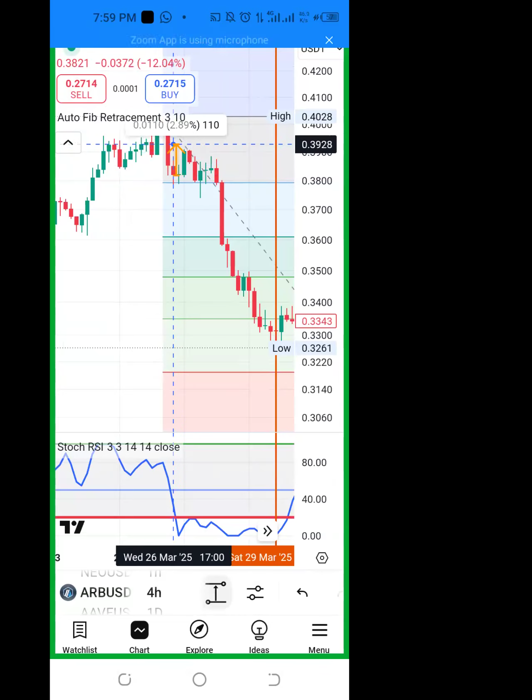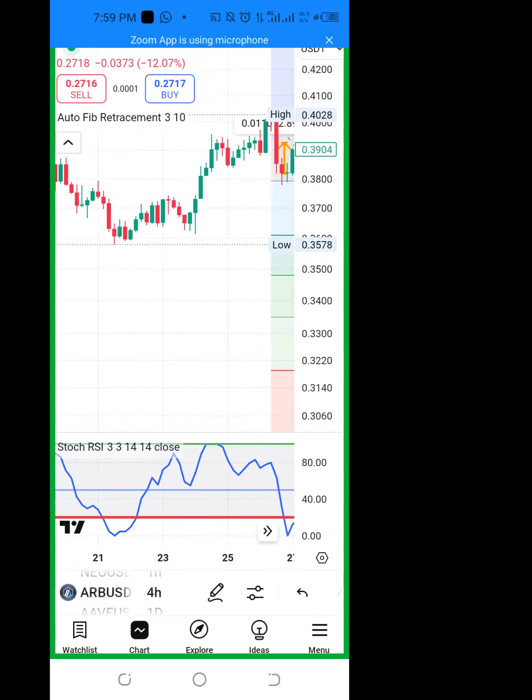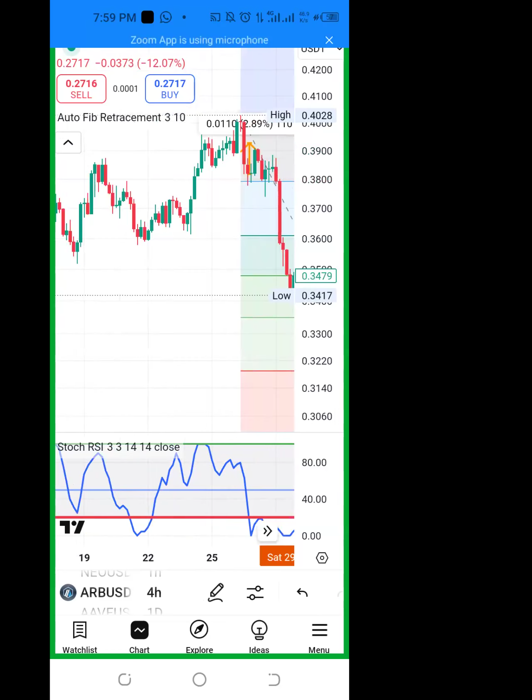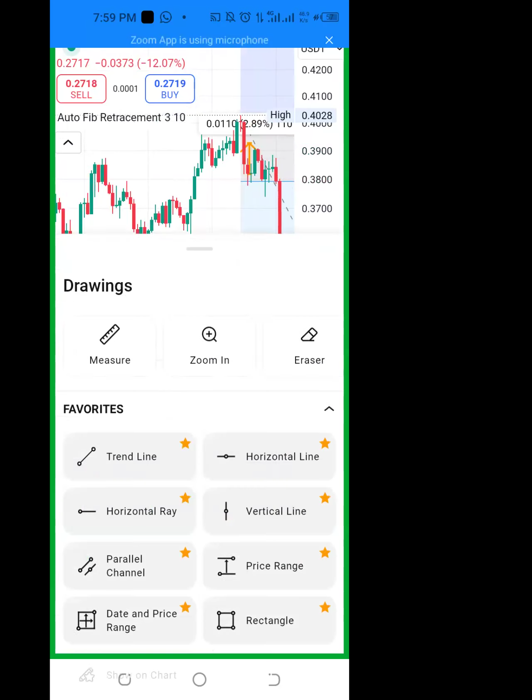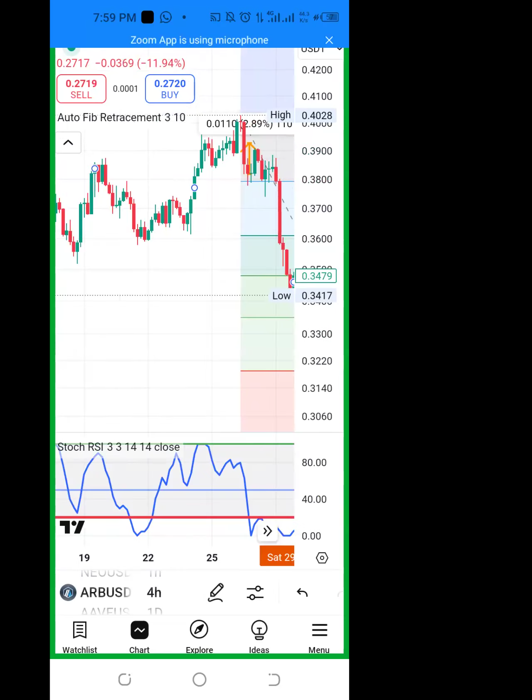So now, let me go back again. Just see another one is here too. Another one here. It reached the stochastic line, reached the oversold region here again. Where is my annotation? Oh, annotation has disappeared again.